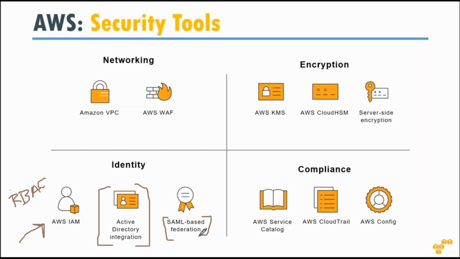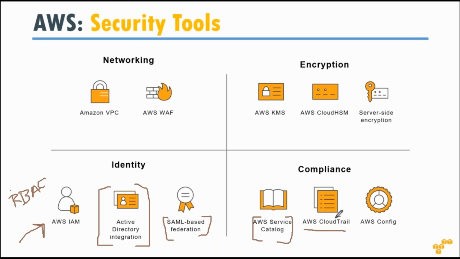Like that, you can also use it in your web applications. SAML-based authentication is nothing but integrating with third-party identity service providers, so you can do that as well. And for the compliance part, you have Service Catalog, meaning what services are available and accessible by whom. So who accesses and how they access it, you can categorize using Amazon Service Catalog.